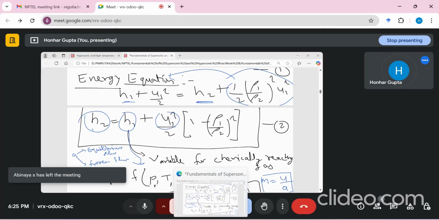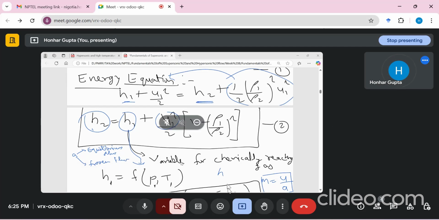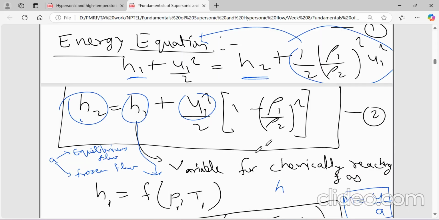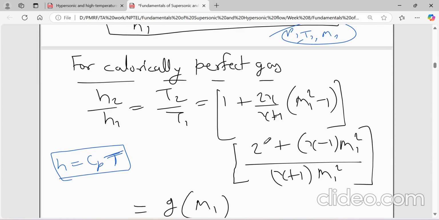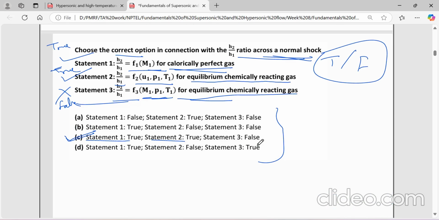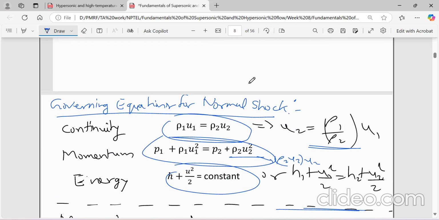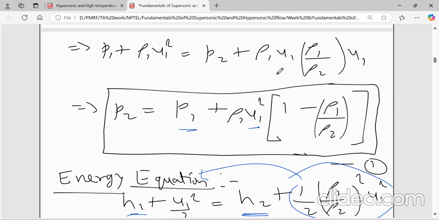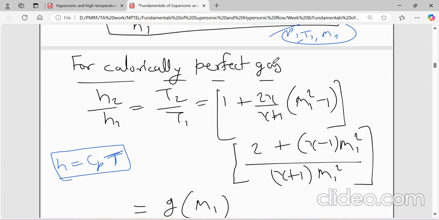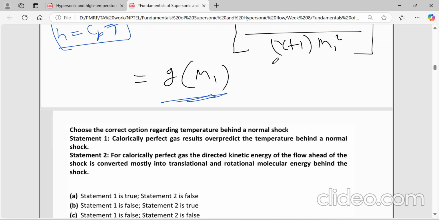Is there more about why we are not using this Mach number? I will maybe tell later also. Now we will see the next problem.